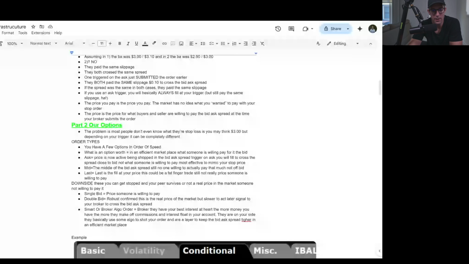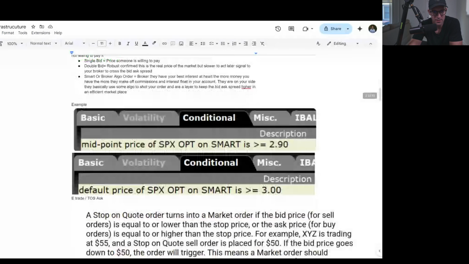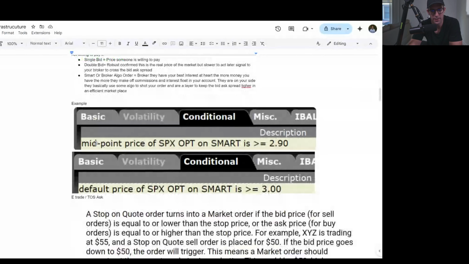Now, I wanted to go through a few examples here of what exactly these look like as well, which I think will be of benefit to all of you guys. So when we look here, you can see that this first option here is based on the midpoint, and it's going to basically be a smart order. So this is a broker resting order that's kind of using their algo to potentially get the best price for you and not get filled at market.